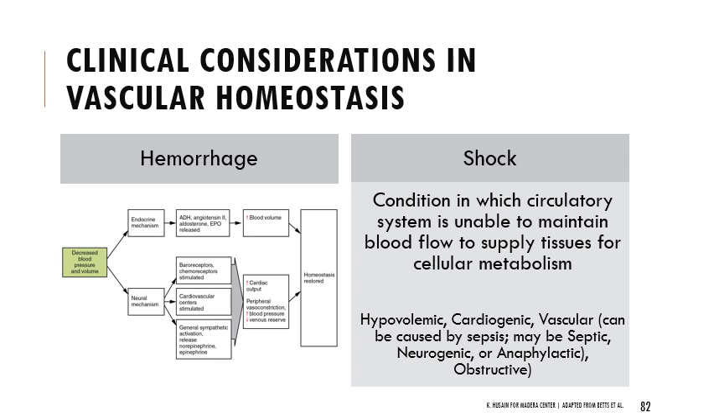In general, this is a condition in which the circulatory system is unable to maintain blood flow to supply tissues for cellular metabolism. Again, there's a lot of different types. This is different from just being in shock or surprised by something psychologically. There's very specific types of shock. So there's hypovolemic, where you have very low blood volume. There's cardiogenic. There's vascular shock, which might be caused by sepsis. It can be septic, neurogenic, or anaphylactic shock, or also obstructive shock. So there's lots of different types of shock.